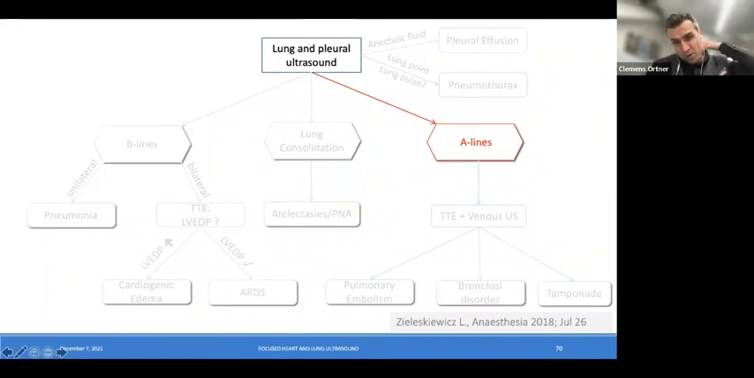But you can also have an acutely apneic patient, and you do the lung ultrasound and you have A lines. Again, when you have A lines, you also want to make sure that you see lung sliding, because again, in a pneumothorax you will have no lung sliding and you will also have A lines. So now you have the A lines, and then you have to again do a TTE and the venous ultrasound in order to check if there might be a pulmonary embolism present.